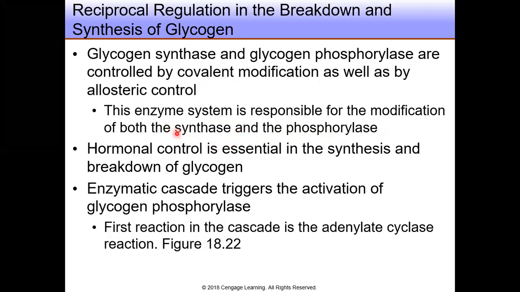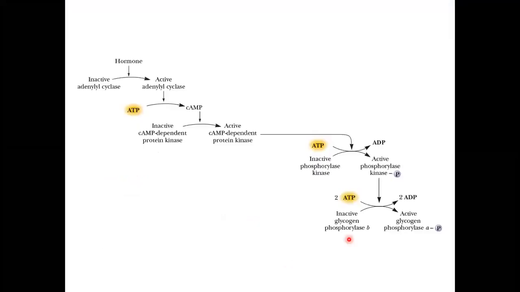Again, these two processes cannot work in the same way, at the same time. Also, hormonal control is of paramount importance in glycogen synthesis and breakdown. Now, an enzymatic cascade triggers the activation of glycogen phosphorylase, as we will see in the next figure. Here, this figure shows us the hormone-activated enzymatic cascade that leads to the activation of glycogen phosphorylase.